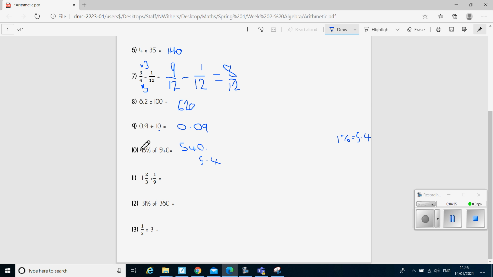Okay, but the question asked me for 15%, so then I would do 15 times by 5.4. Put my decimal point in there. Or 5.4 times 15. Doesn't matter which way around I do it, I get the same answer. 4 times 5 is 20. 4 times 1 is 4. Add my 2 gives me 6.